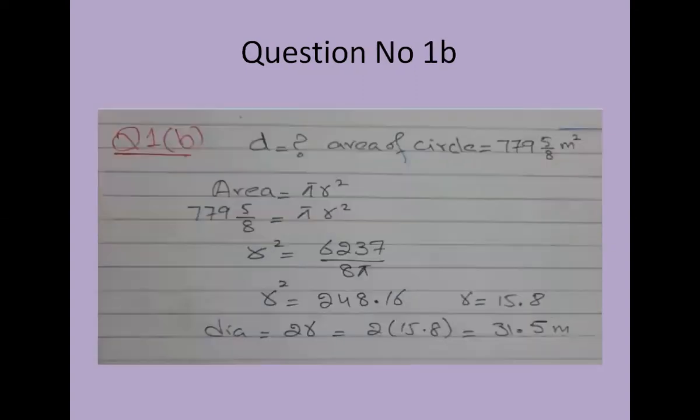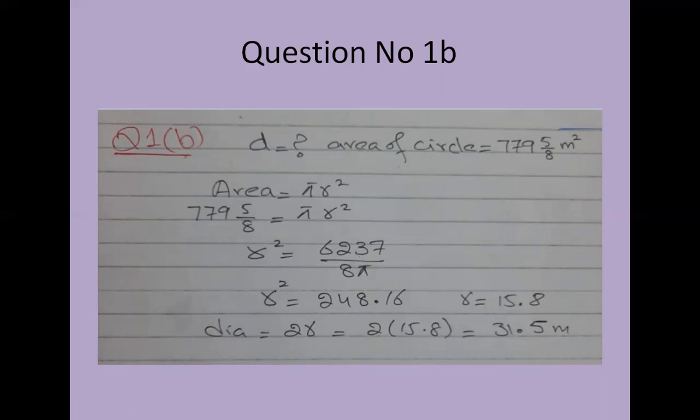Hopefully you understand. Question number 1, B part. The diameter is the question. Area of the circle is 779 and 5/8 meters square. So we know that the area of the circle is pi r square. Area is 779 and 5/8 equals pi r square. So I will make r square the subject of the formula. So you will have 6237 divided by 8. I have converted that mixed number into the improper fraction, and this pi will go and be written downstairs. Here it is multiplying, when it will go on the other side, it will divide there.